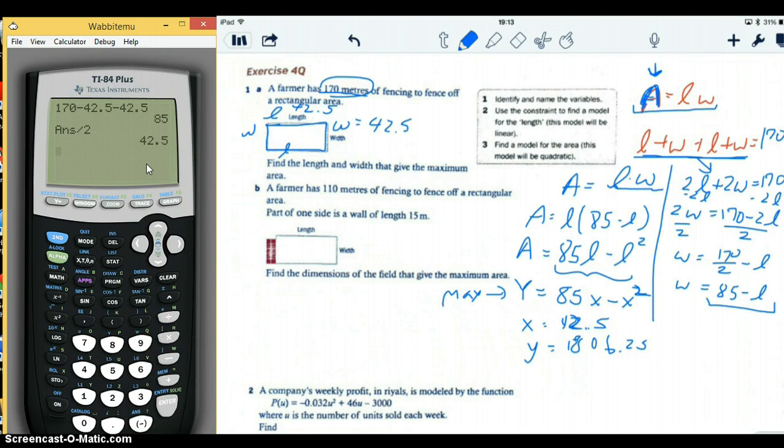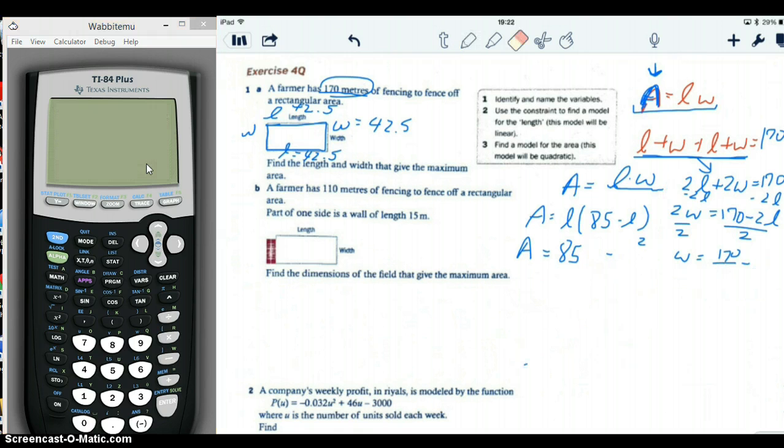So did you know that if you have a certain amount of fence, the way to maximize the area is to make a square out of your rectangle? Okay, so the more rectangular you make it, the less efficient it is. If you have a certain amount of fencing, make a square, and that's the most efficient.